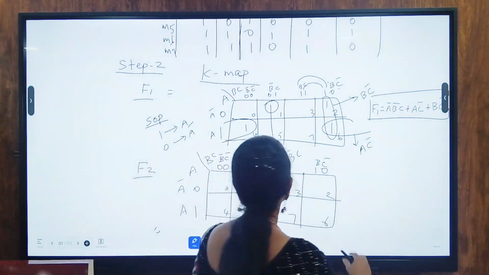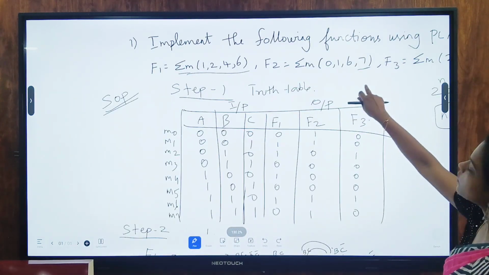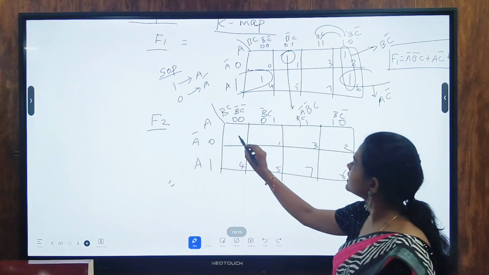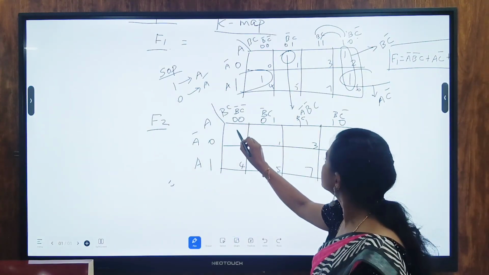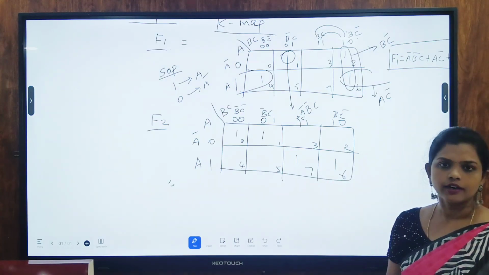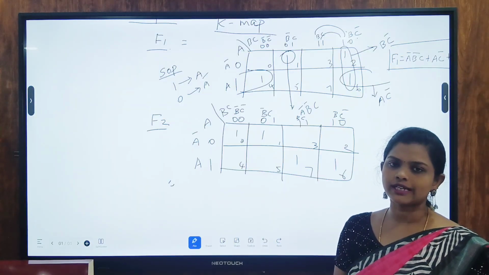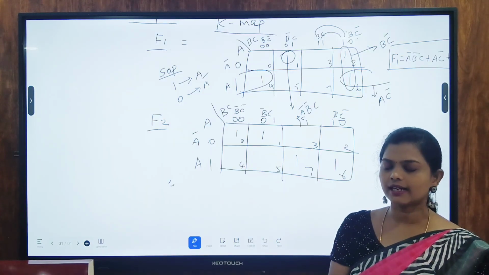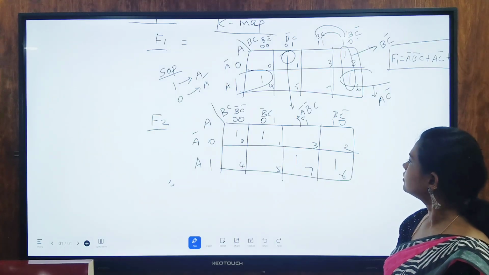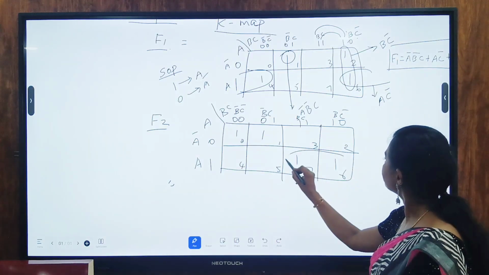Okay. Now what are the minterms given in F2? 0, 1, 6, 7. So I am going to plot one inside the respective cell. 0, 1, 6 and 7. Okay. Now plotting is done. Now we are going to group. For grouping, we are going to check for 4 ones first, then comes 2 ones. Any 4 ones possibilities there? No. Then check for 2 ones. Any 2 ones grouping? Yeah, this one.